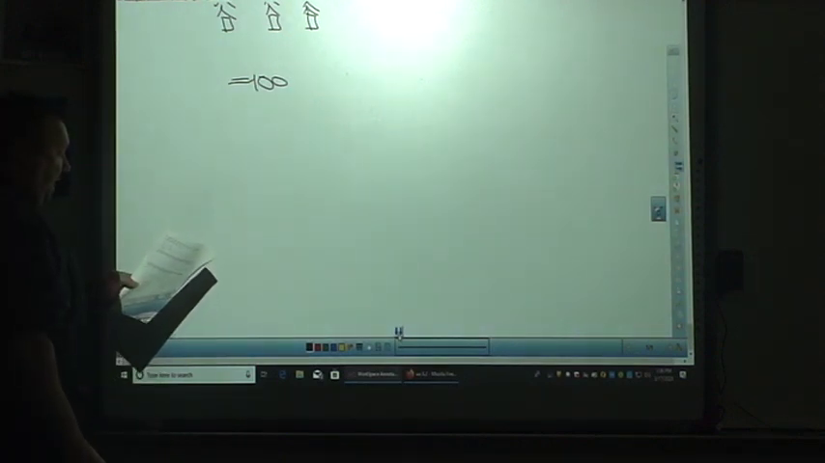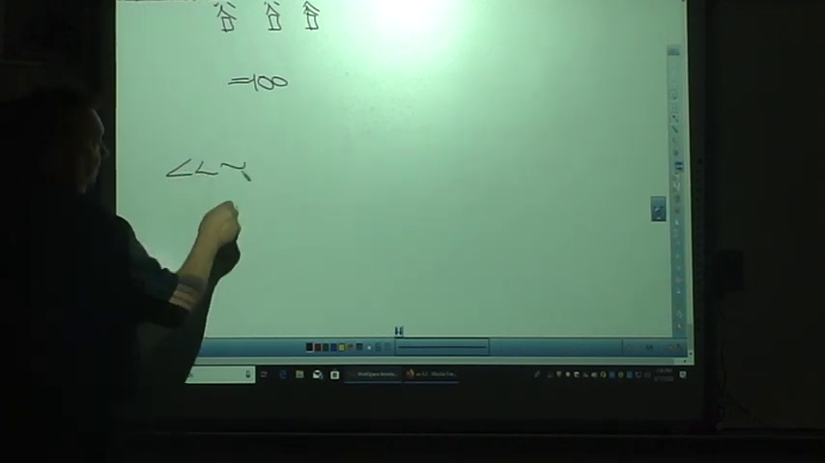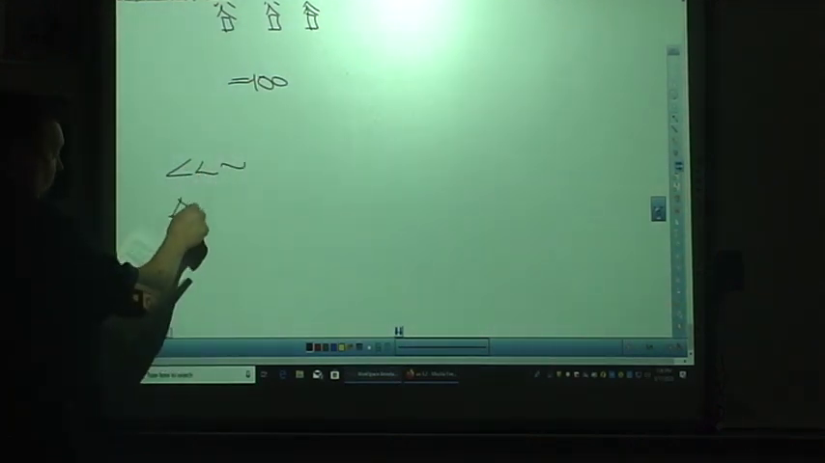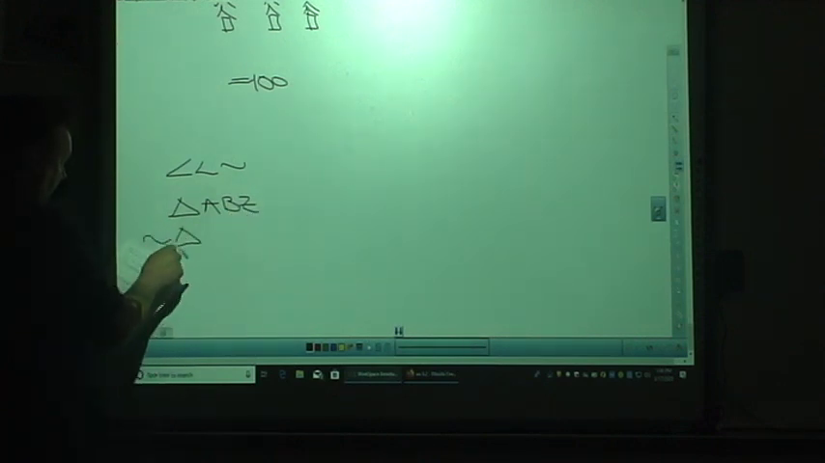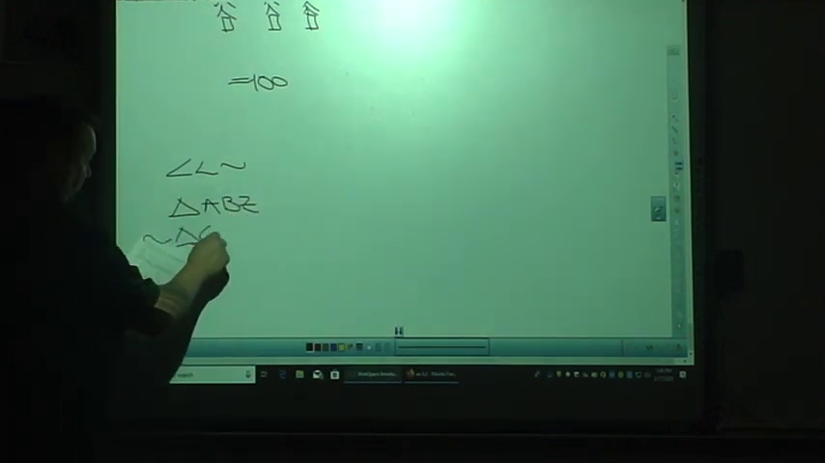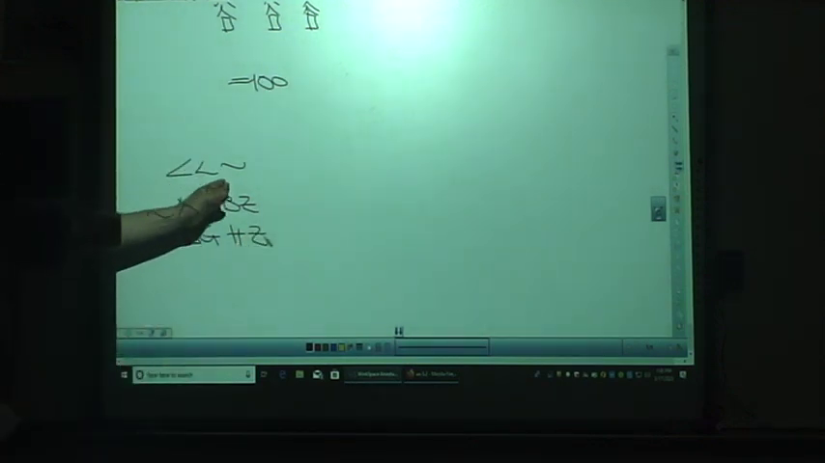34, we have vertical angles, we have right angles, so we have angle-angle similarity. Make sure the correspondence, let's do A to B to Z. It's going to be similar to G to H to Z. A corresponds to G, B to H, Z to Z.